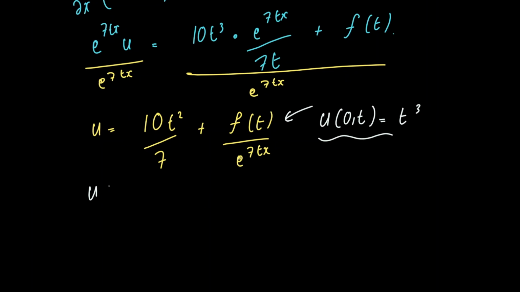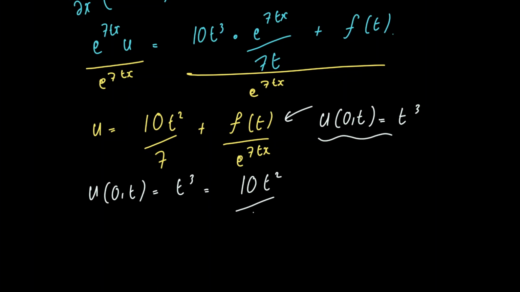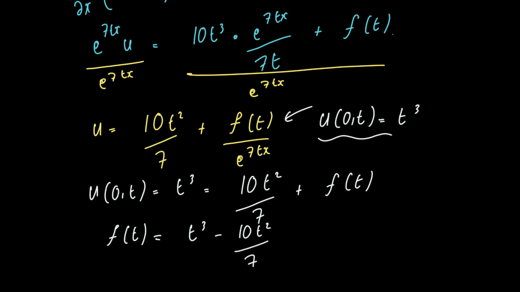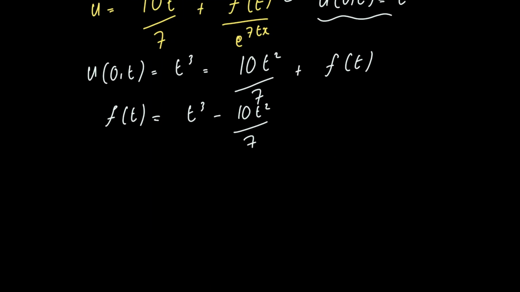We have u of 0 of t is equal to t cubed, which is equal to 10 times t squared divided by 7 plus f of t. Solving for f of t, we see that f of t is equal to t cubed minus 10t squared divided by 7. And to get our particular solution, all we need to do is plug our value for f of t into our general solution.